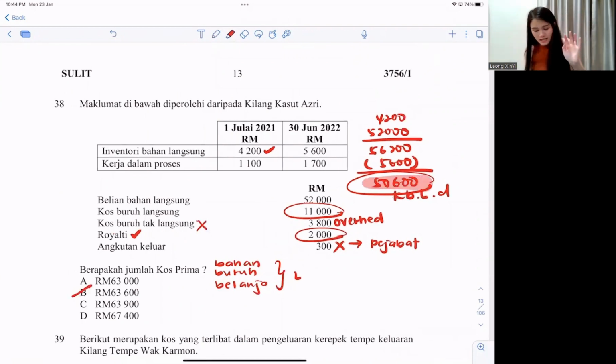So the final answer, then you're gonna add it with cost buruh langsung, add it with royalty. Royalty is belanja langsung. So these 3 jumlah to 63,600. You don't need kerja dalam proses because they're not asking for cost pengeluaran. If they ask for the final answer, then yes, you have to include cost buruh tak langsung because part of overhead. You also need to plus minus the kerja dalam proses. So they put it here lah just to confuse you. Make sure you read properly what they want. They ask for cost prima sahaja.